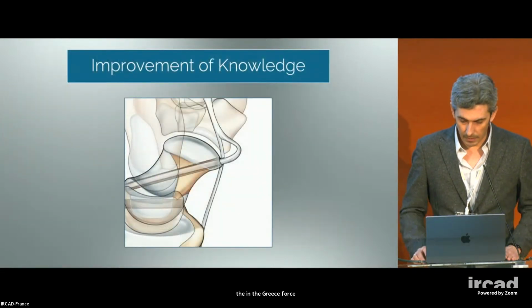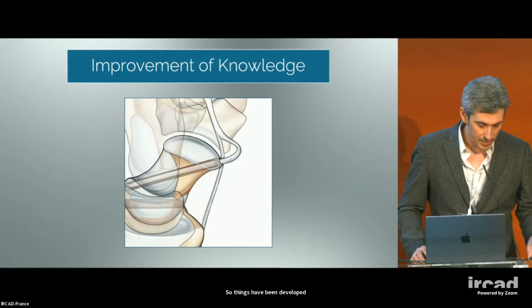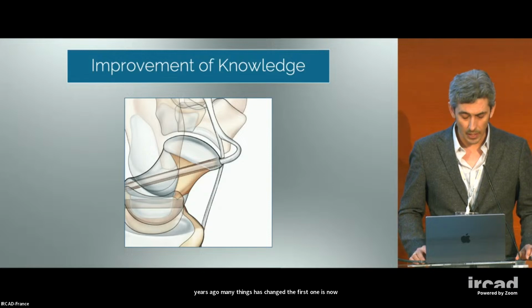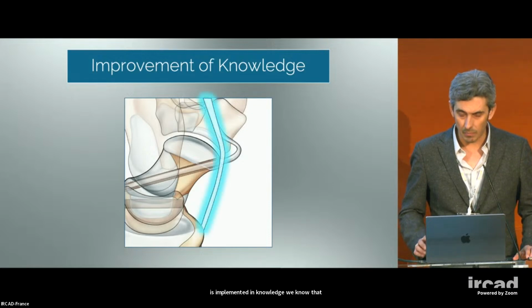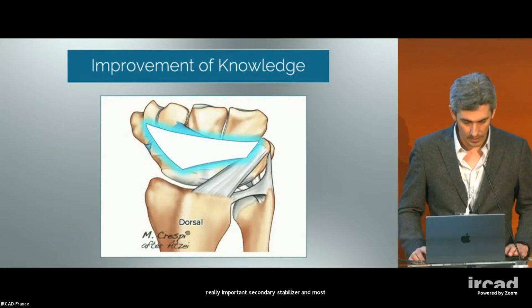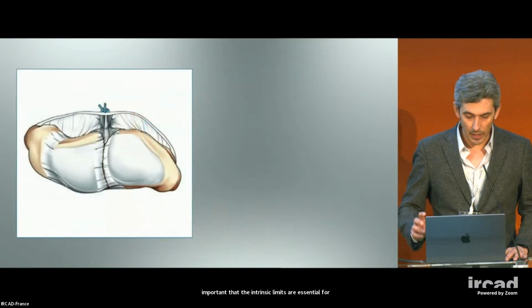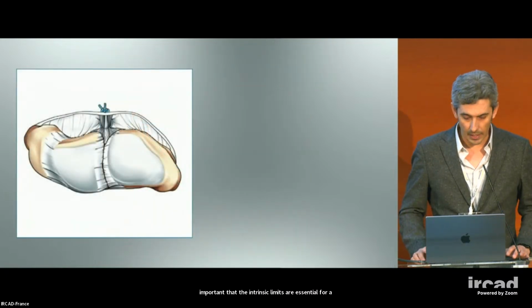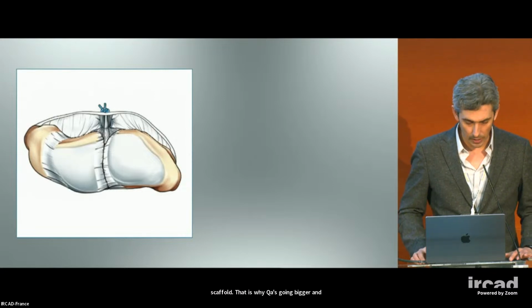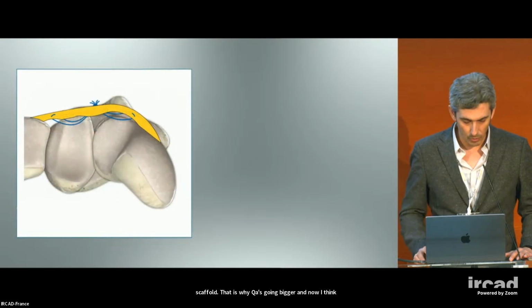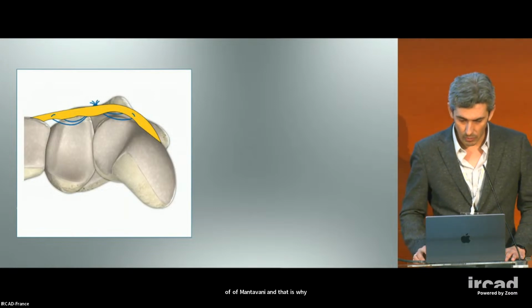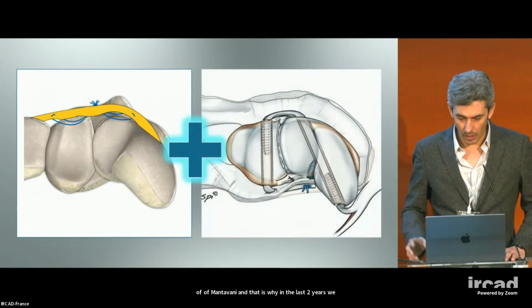So things have been developed, and since 12 years ago, many things have changed. The first one is that now there is an improvement in knowledge. We know that the FCR is a really important secondary stabilizer, and most important, that the extrinsic ligaments are essential for scapholunate injury. That is why capsulodesis has been growing, and nowadays I think we are moving to trying to capture all this dorsal intercarpal ligament, like the supercapsuloplasty of Mantovani, and that is why in the last 2 years we have tried to add this concept to our technique.